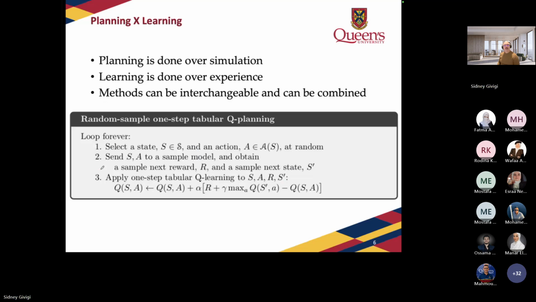Okay, so the idea here is that planning is going to be done over simulation. What does that mean? This is not that we are going to be using a simulator, like a physics simulator, or a video game or whatever. It's not that. This is going to be, let's call it fictitious experience, right? So it's experience that is not extracted from the interaction with an environment.